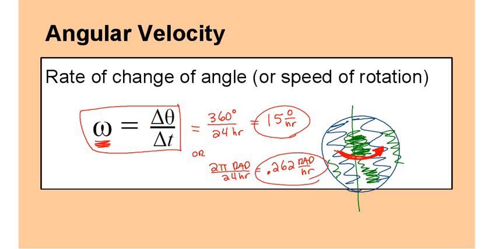Our preferred units, of course, would be radians and seconds. Radians per second would be the very best way to do it, but these others also measure the speed of rotation, so they're valid. There's another one here that you should probably know about: revolutions per minute or revolutions per day, or I'll put revolutions per minute. Sometimes we abbreviate that RPM, but whatever form you see it in, that would also be an angular velocity and would measure the speed of rotation.